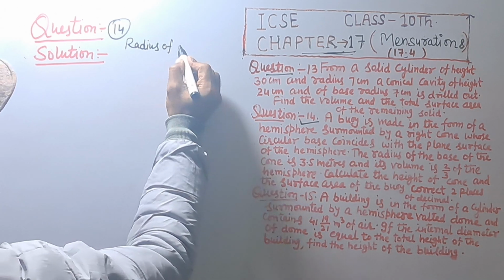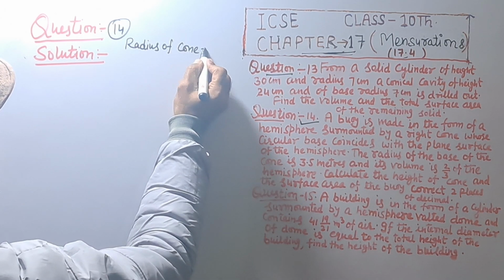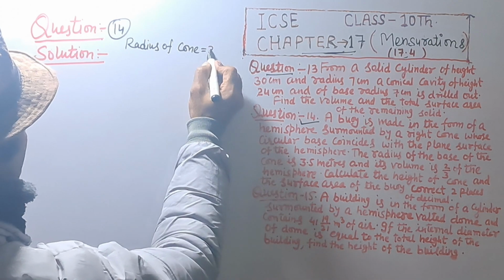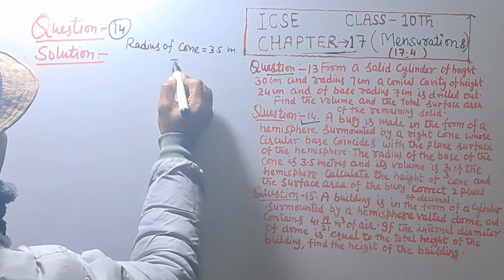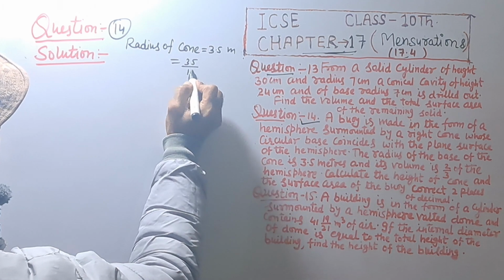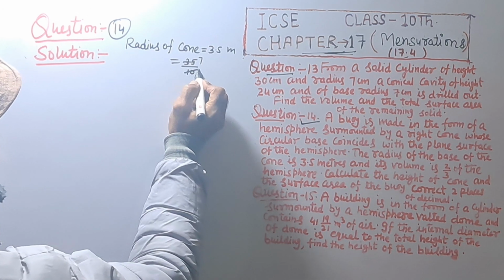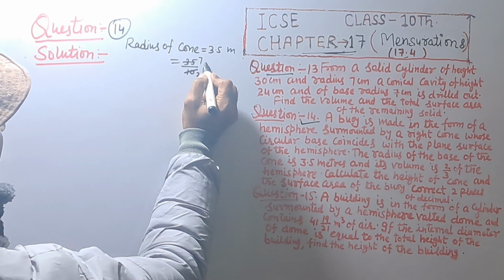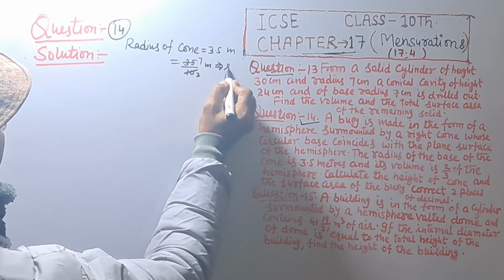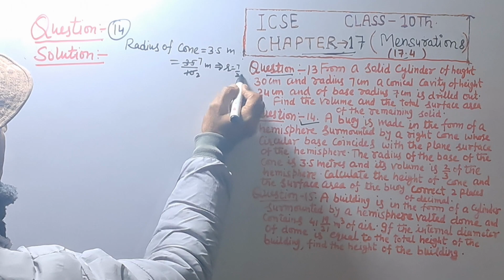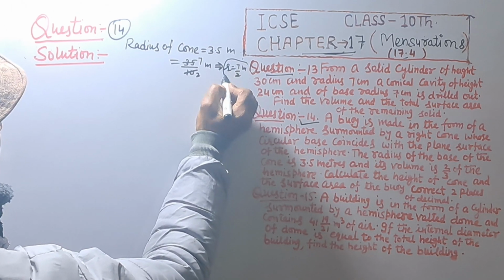Radius of cone is equal to 3.5 meter. That is equal to 35 upon 10, 7 upon 2 meter, which implies r is equal to 7 upon 2 meter.